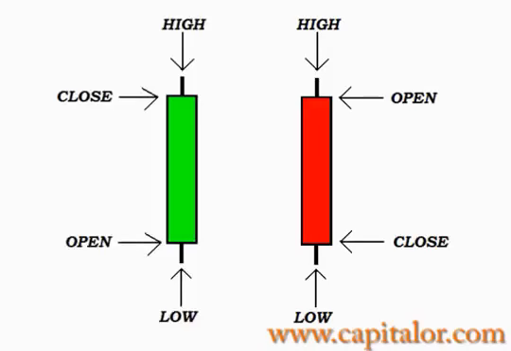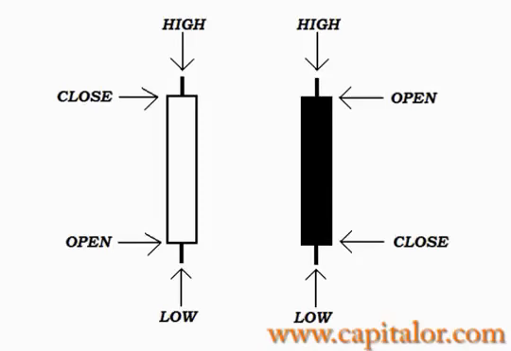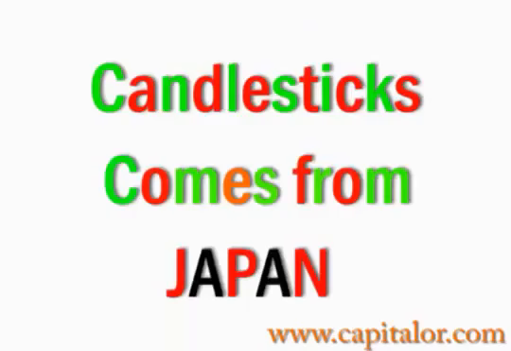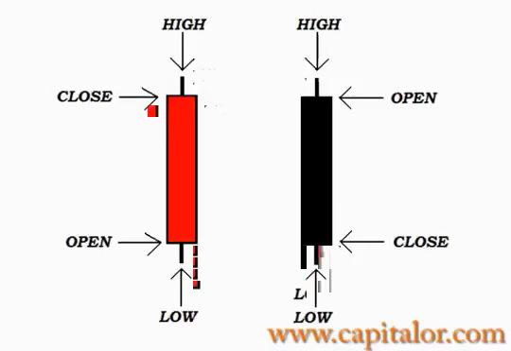In my explanation of how candlesticks are constructed, I have used the colors green and red, but on many platforms the default is white and black. Let's say if a candlestick goes up and closes up, it will be white, and if it goes down and closes down, it will be black. And candlesticks come from Japan, and in Japan the default colors are red and black. Red when a candlestick goes up and closes up, and black when a candlestick goes down and closes down.